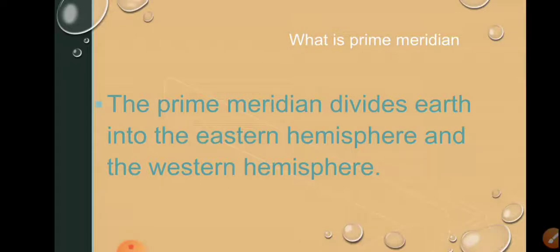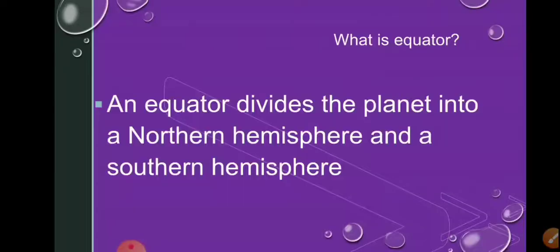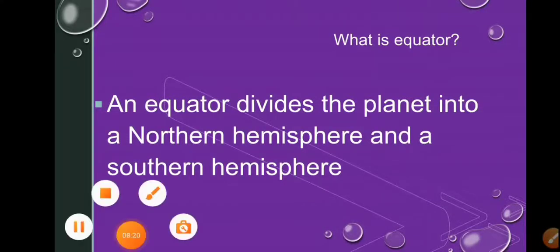But children, next, what is the prime meridian? Well children, the prime meridian divides the earth into the eastern hemisphere and the western hemisphere. The prime meridian divides the earth into the eastern hemisphere and the western hemisphere, and the equator divides the planet earth into the northern hemisphere and the southern hemisphere. The point is clear, no, children?